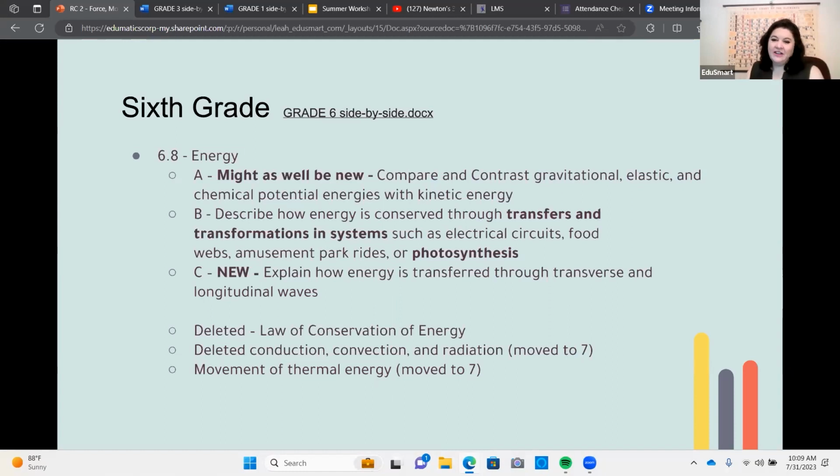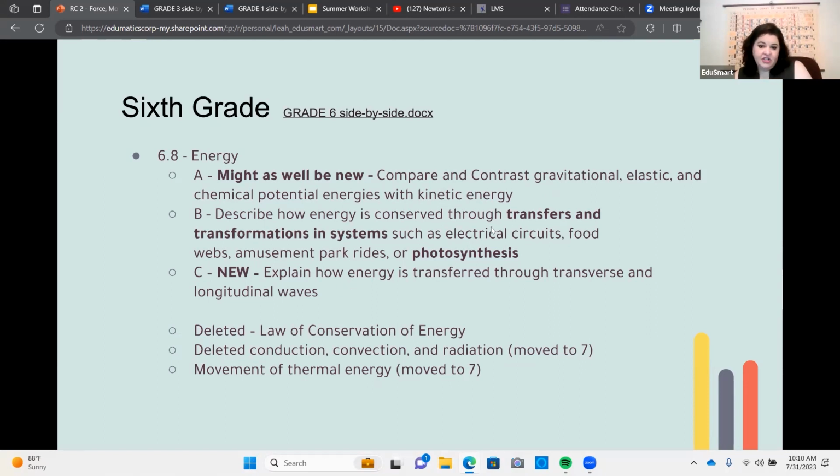We are comparing and contrasting gravitational, elastic, and chemical potential energies with kinetic energy. The former standard was just potential and kinetic energy. So now we've made it much more specific. We're looking at these specific types of potential energy and comparing that with the energy of motion. So we'll have to learn a lot about those three specific ones.